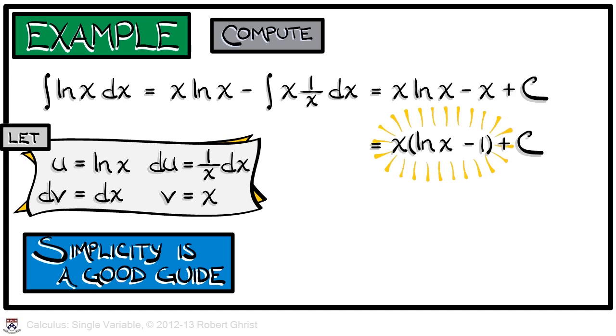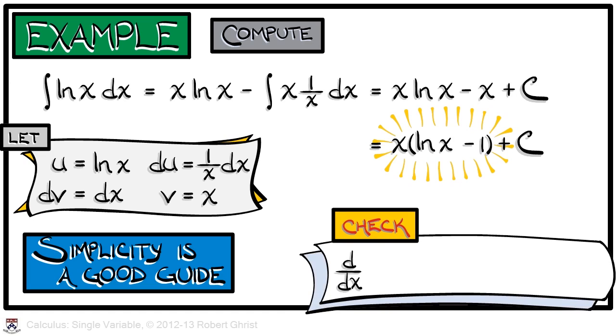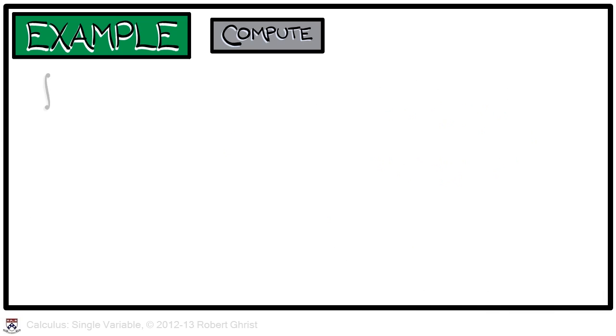Or if we simplify, x times quantity log of x minus 1. Again, you'll want to check your work to make sure that the derivative of this is in fact what we began with, the natural log of x. For another example, compute the integral of sine of x over x dx.